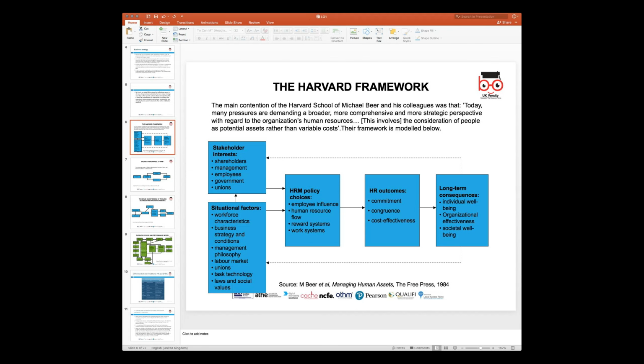Now, the main reason Harvard postulated this particular model in 1984 was that he acknowledged the existence of multiple stakeholders within the organization. When the business works within the market and provides or sells products and services, there are different stakeholders involved. These multiple stakeholders could be employees, government, unions, management, shareholders, and things like that. Now, this particular model focuses on the soft side of HRM.